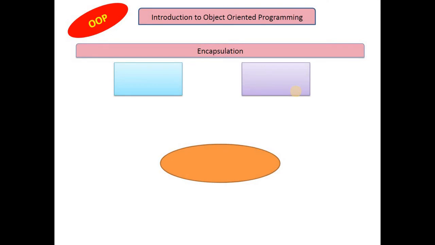So, the first concept comes with object, second class, and third we come to encapsulation. Encapsulation means combining the data as well as the function, that is the logic, together. This is termed as what?